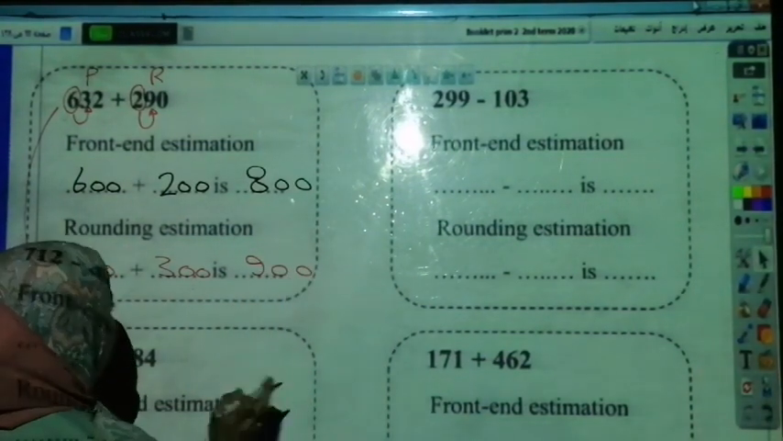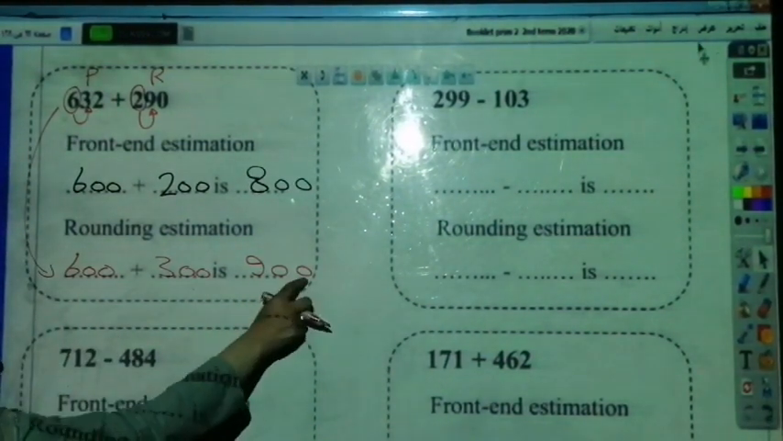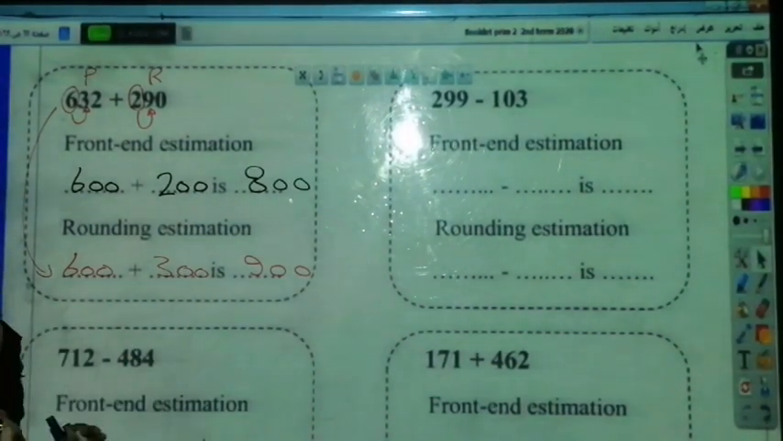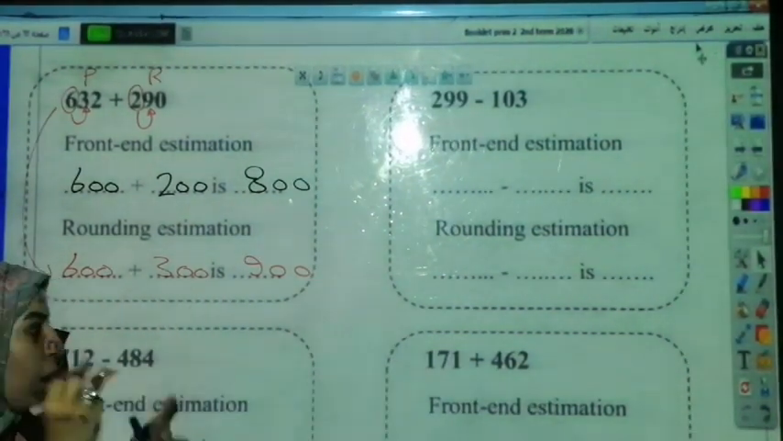And if you want to make sure, 0 plus 0 equals 0, and 0 in tens plus 0 in tens equals 0, and 3 plus 6, after 6, 7, 8, 9.